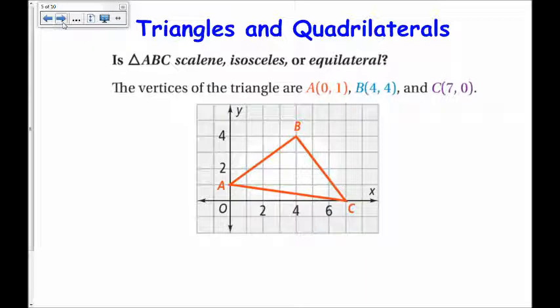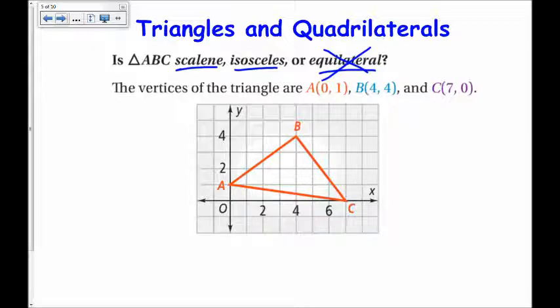The question is: is triangle ABC scalene, meaning all the sides are different lengths, isosceles, meaning two of the sides are the same length, or equilateral, where all three are the same length? Looking at this, I can tell that length AC is longer than the others, so it's not going to be equilateral. But is it isosceles, meaning are these two the same length or are they different? I can't really tell just by looking at it. So I'm going to use the distance formula to find the lengths, and since it's graphed, I'm going to use the Pythagorean theorem method.